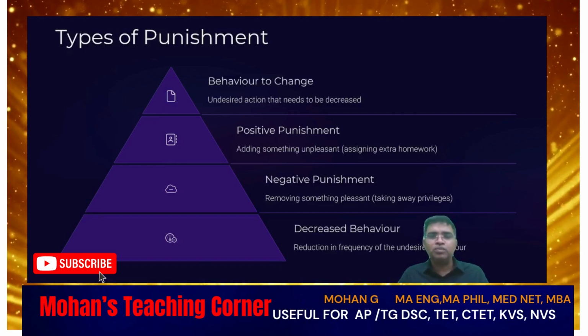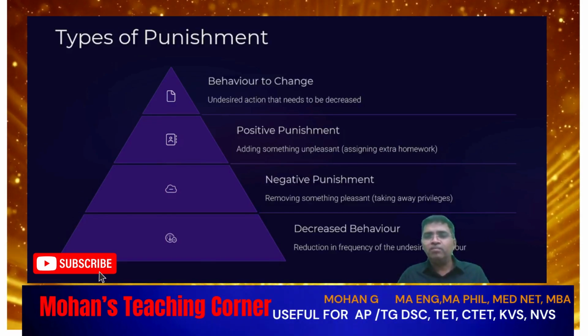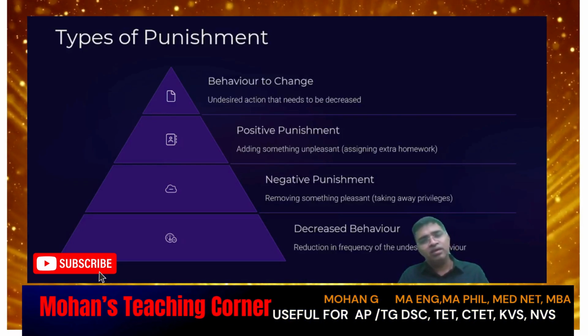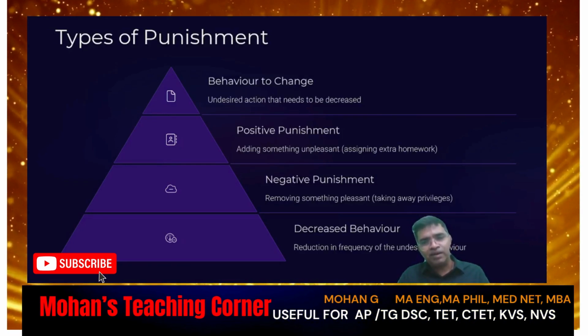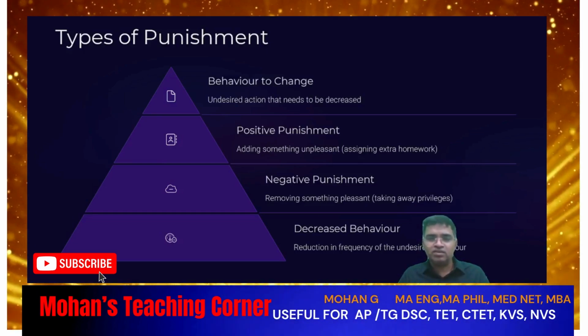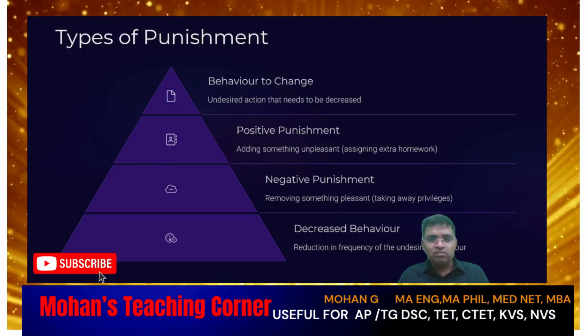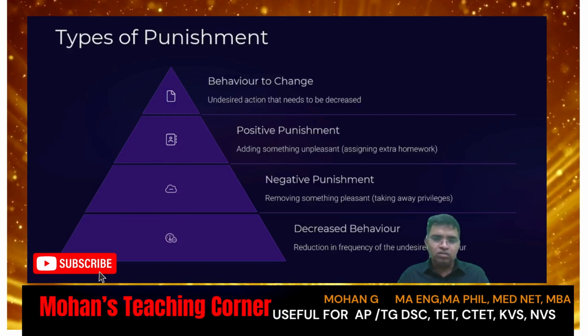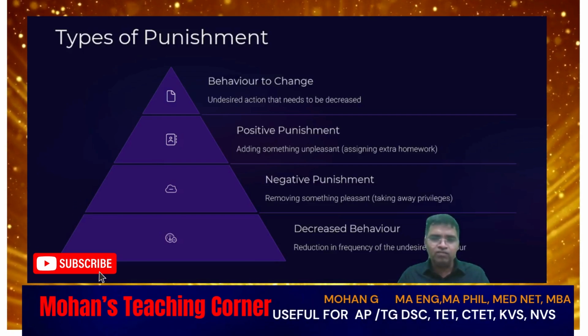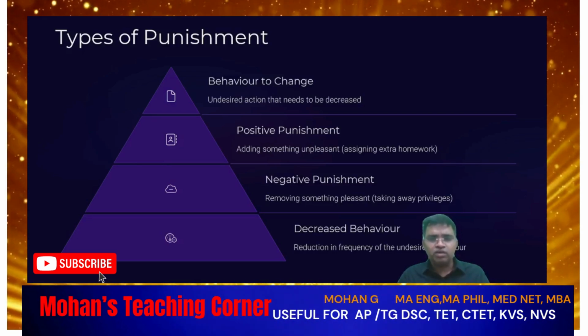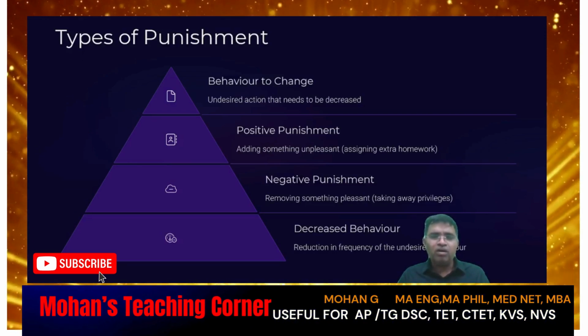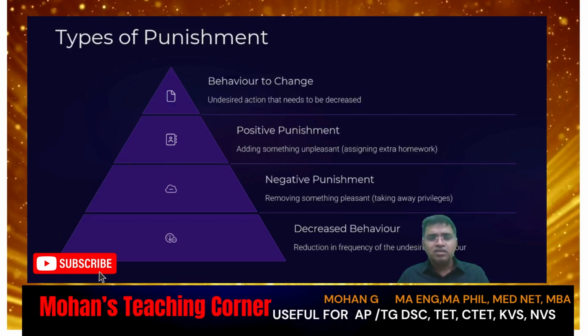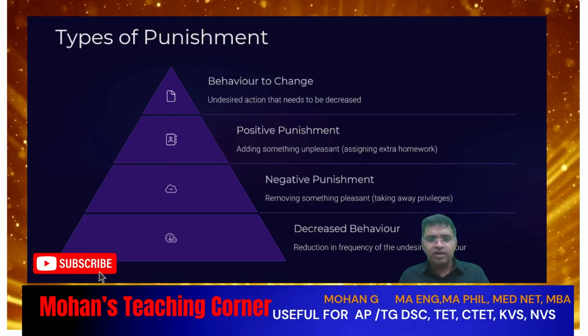What is negative punishment? Removing something pleasant, taking away privileges. If you are not doing the homework, or not behaving properly, then you are removed from a particular group, or you do not get the extra something that everybody gets.